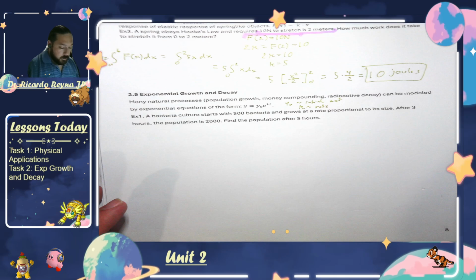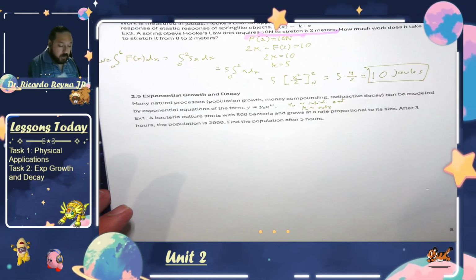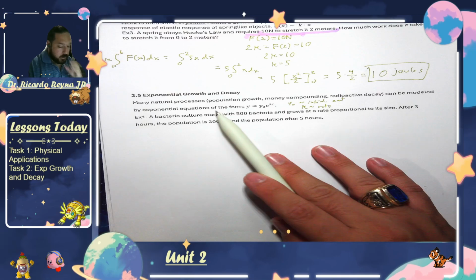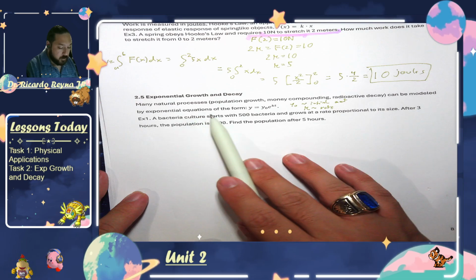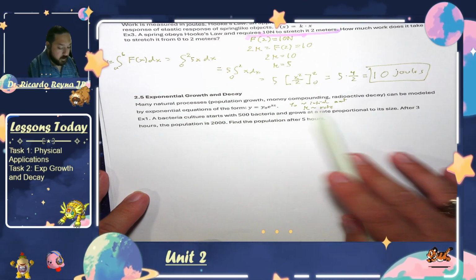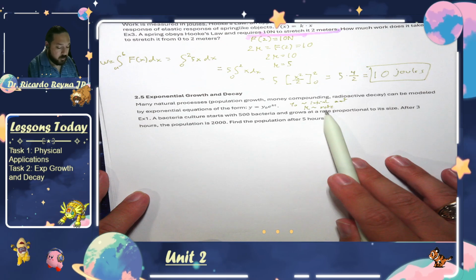Okay. So 2.5 exponential growth and decay. Many natural processes, population growth, money computing, radioactive decay can be modeled by the exponential equations of this format, where y0 represents the initial amount and k is some rate.